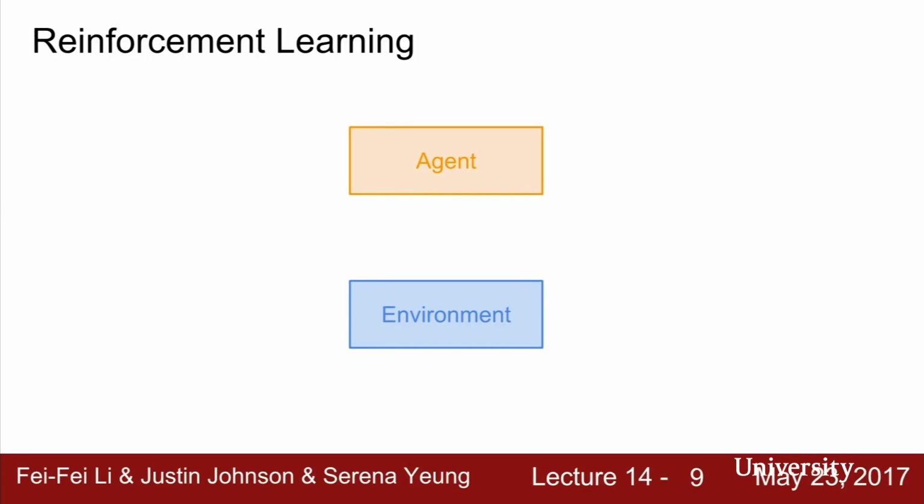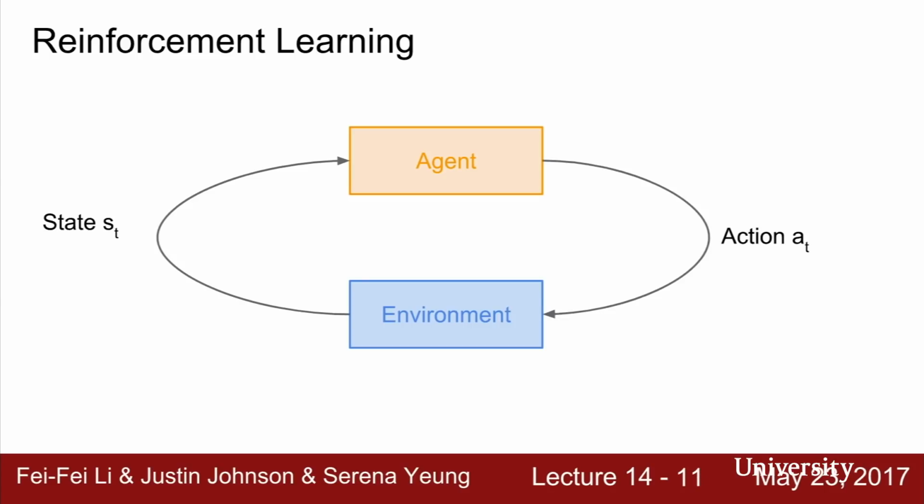So in the reinforcement learning setup, what we have is an agent and an environment. The environment gives the agent a state. In turn, the agent is going to take an action, and then the environment is going to give back a reward, as well as the next state. And this is going to keep going in this loop on and on until the environment gives back a terminal state, which then ends the episode.